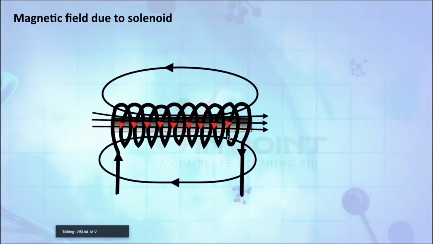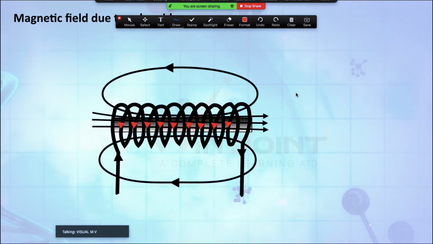That is the magnetic field due to a solenoid. In a solenoid, there are some things you need to know before starting the derivation of the equation. Here you can see the shape of the solenoid.